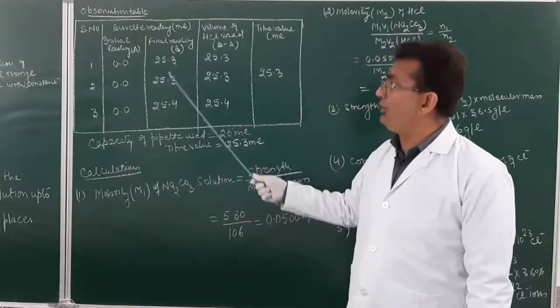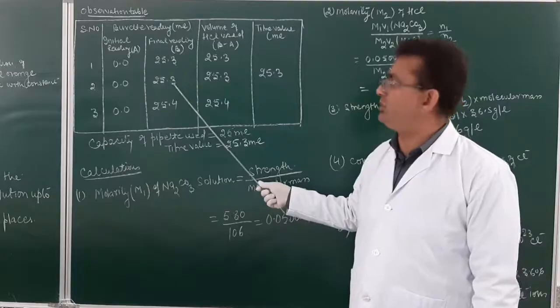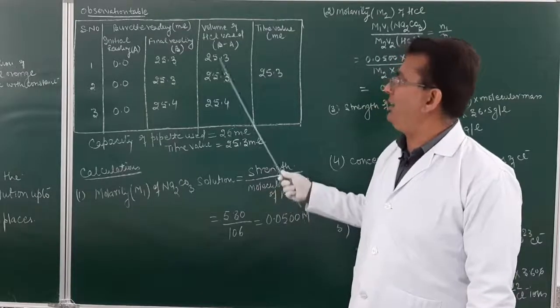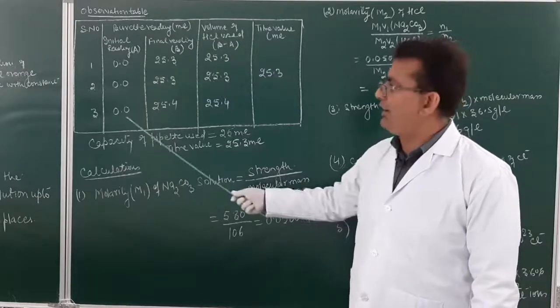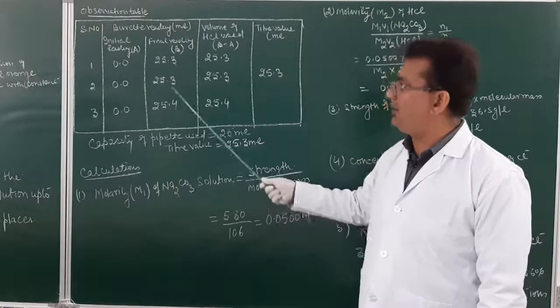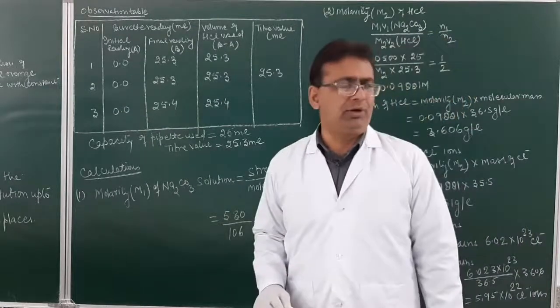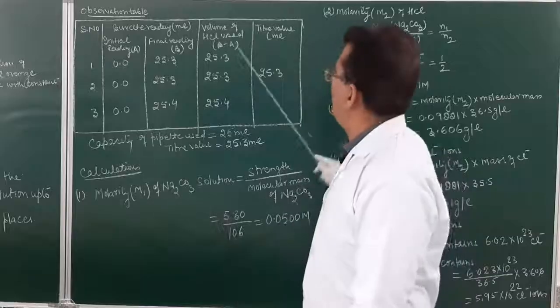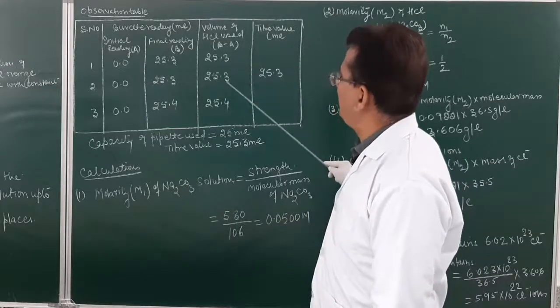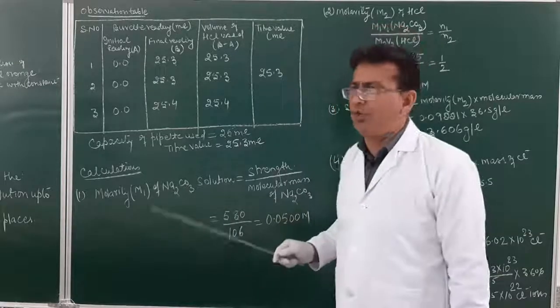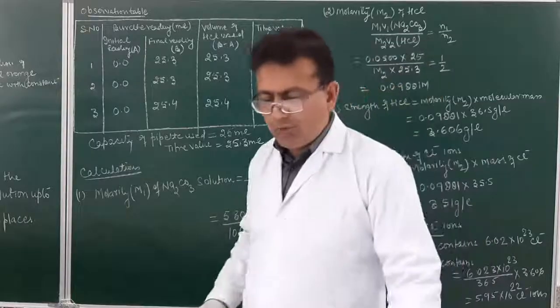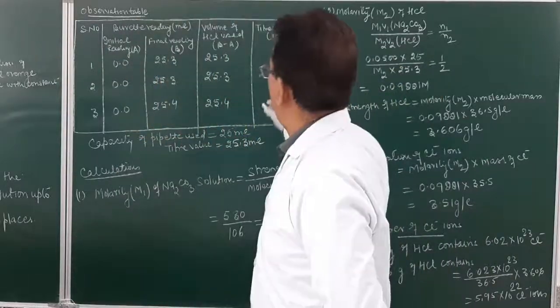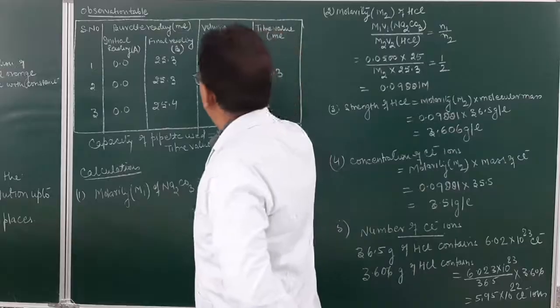And again you will observe the reading will come to be 25.3. So again the final reading will be 25.3. When you repeat the practical a third time, the reading will come out to be equal to 25.4. Now here we have obtained the 3 readings, 25.3, 25.3 and 25.4. In this case, if you observe, these 2 readings are the common readings.